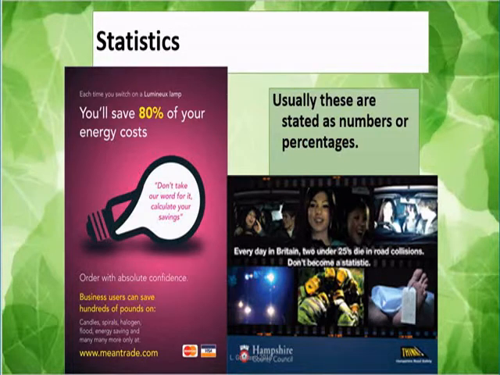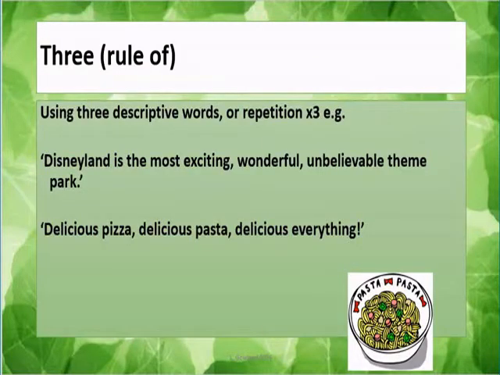The last one in DeForest then is the rule of 3. So we sometimes call this tripling. But basically, it's just either using 3 descriptive words or doing repetition 3 times. So Disneyland is the most exciting, wonderful, unbelievable theme park. You've got 1, 2, 3 descriptive words, adjectives there. Delicious pizza, delicious pasta, delicious everything. We've repeated the same one 3 times.